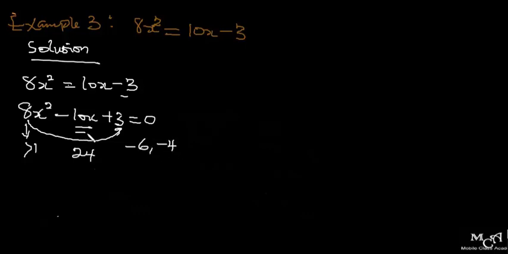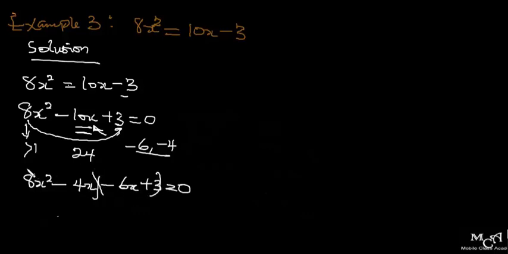What we need to do is to substitute them here. So if we do that, we have 8x squared minus 4x minus 6x plus 3 equals 0. So what are we going to do? We group them into 2. So let's come to the first bracket. What is a common factor here? The common factor here is 4x.